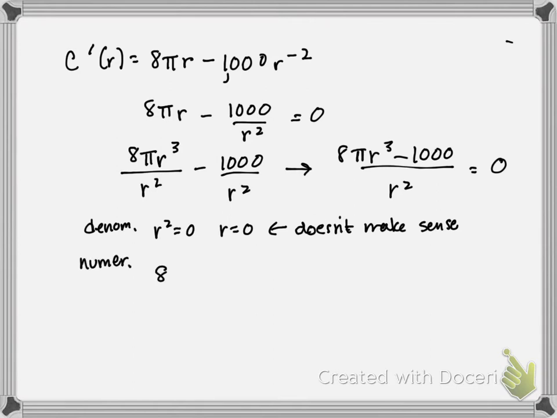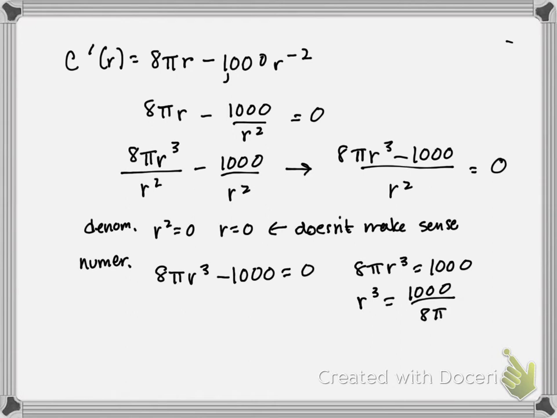The numerator says 8 pi r cubed minus 1,000 equals 0. So 8 pi r cubed equals 1,000. Now we're going to try to get r cubed by itself, so I'm going to divide both sides by 8 pi to get 1,000 over 8 pi. And now to get r isolated, I have to take the cube root of both sides. So it's going to be the cube root of 1,000 over 8 pi.